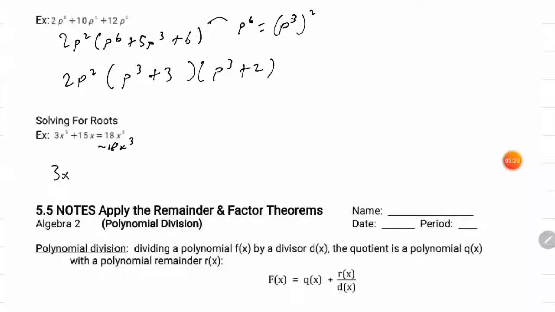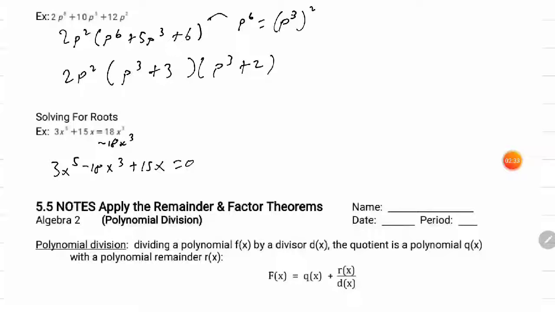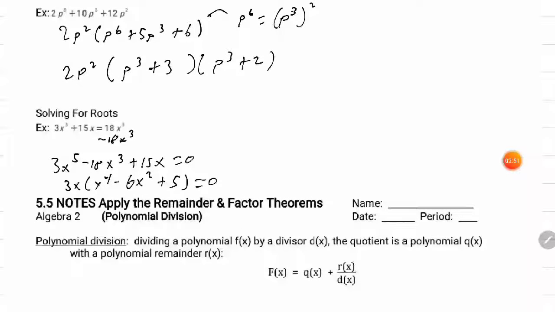So I have 3x to the 5th minus 18x cubed plus 15x. Okay, first thing you got to do is take out anything you can. I can take out a 3 and an x. Knowing your multiplication tables is very valuable. 3x times (x to the 4th minus 6x squared plus 5) equals 0.